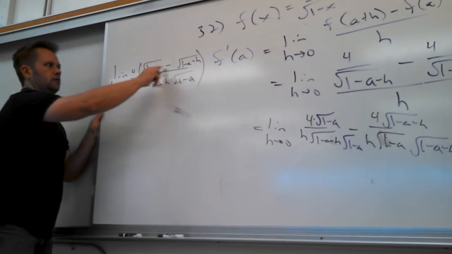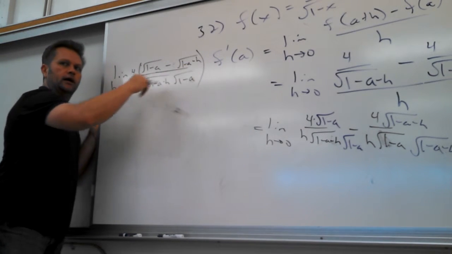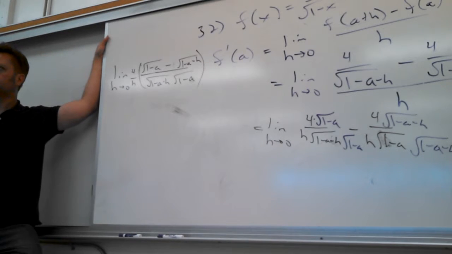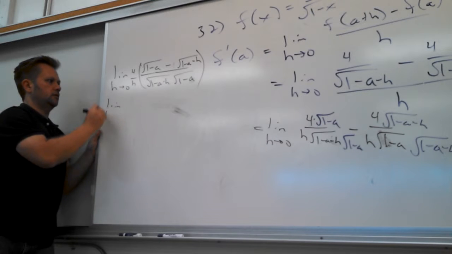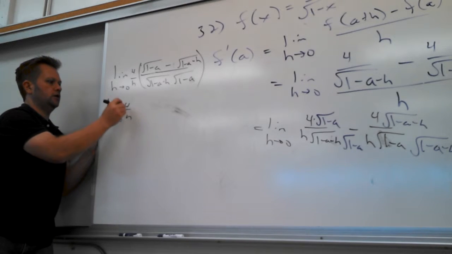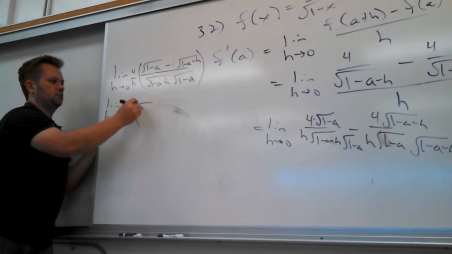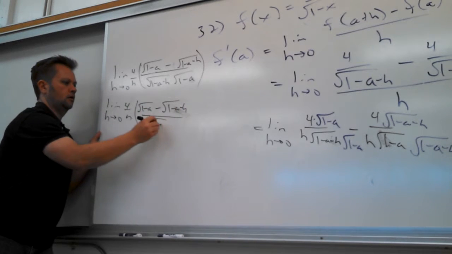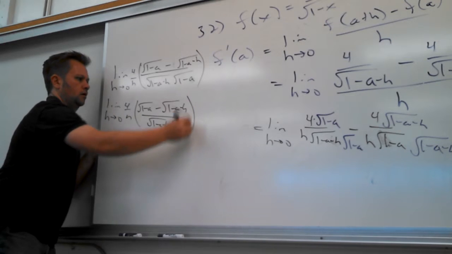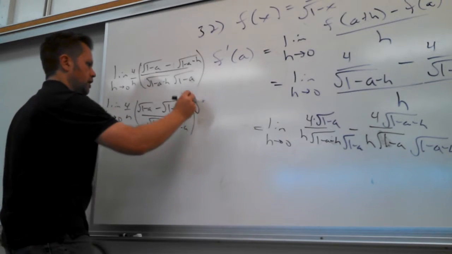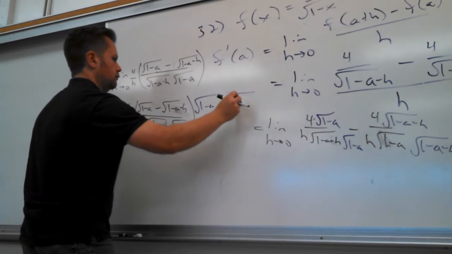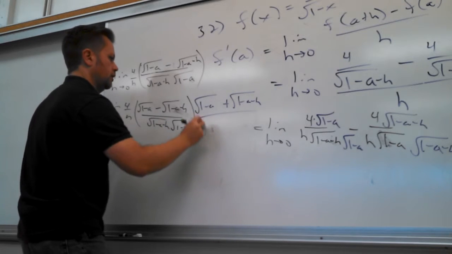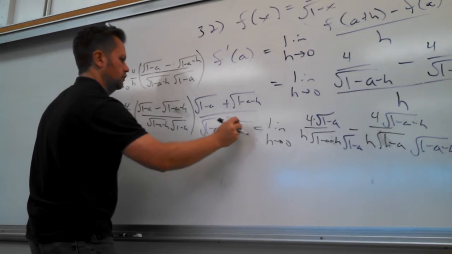So yeah, when you have radicals in here, that kind of tells you conjugate is more than likely going to be used. So let's see, the limit h goes to 0, 4 over h. So what would the conjugate be? Rad 1 minus a plus rad 1 minus a minus h. Yeah, so rad 1 minus a plus rad 1 minus a minus h.